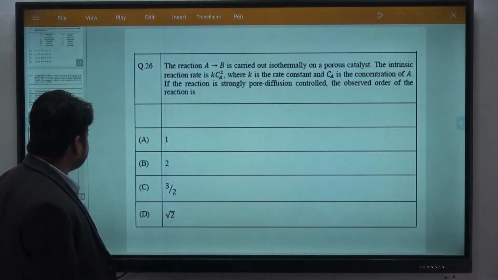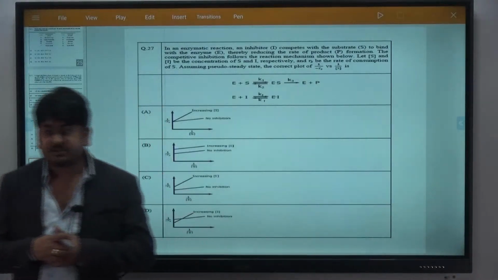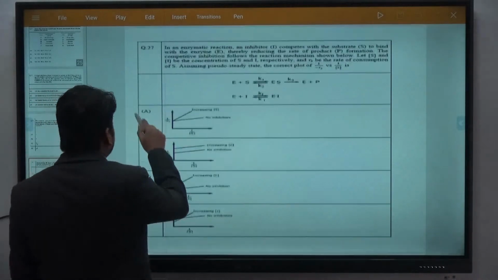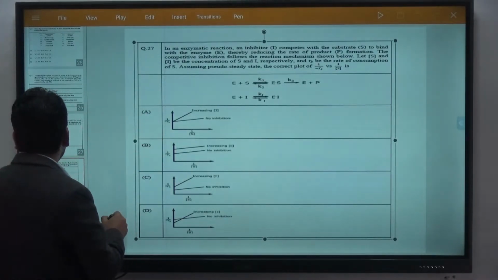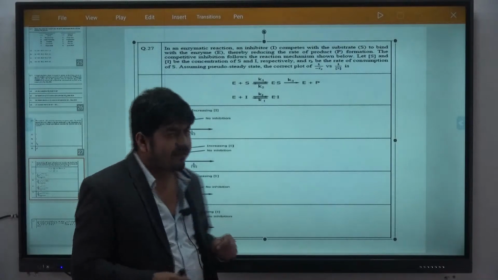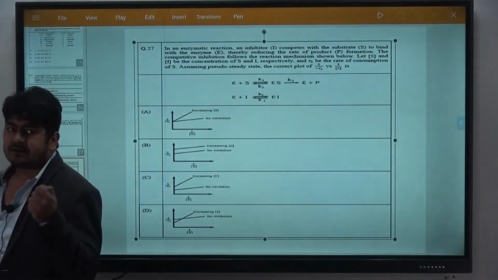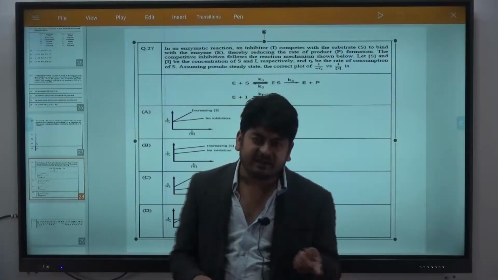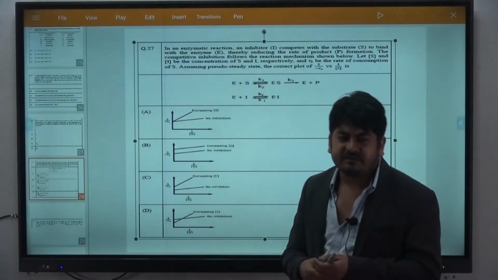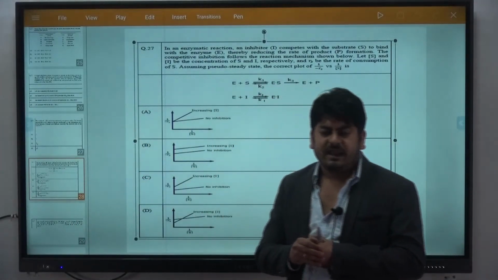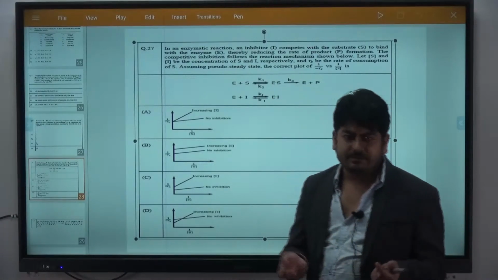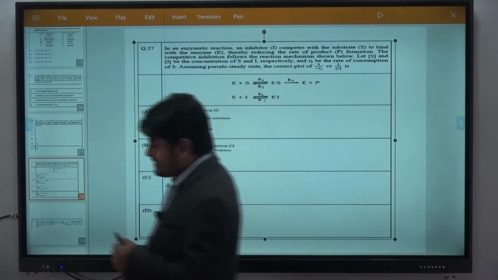Now after that, there was a question from enzyme reactions, this one, and here the correct answer will be option A. If you follow our channel, then you must have seen the video on enzyme kinetics we uploaded last year itself when this topic was introduced, and there we discussed the Michaelis-Menten equation as well as the LB plot, that is the Lineweaver-Burk plot.